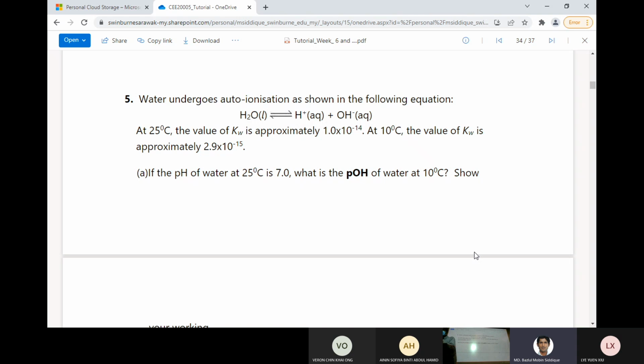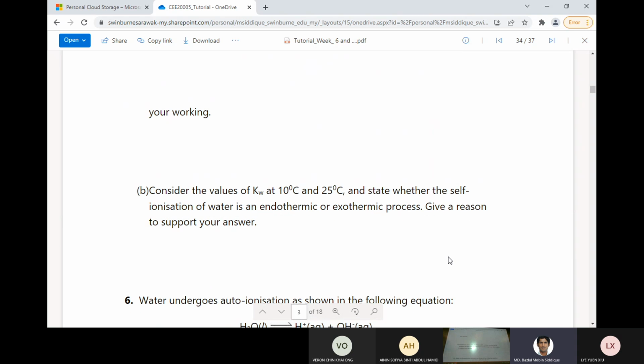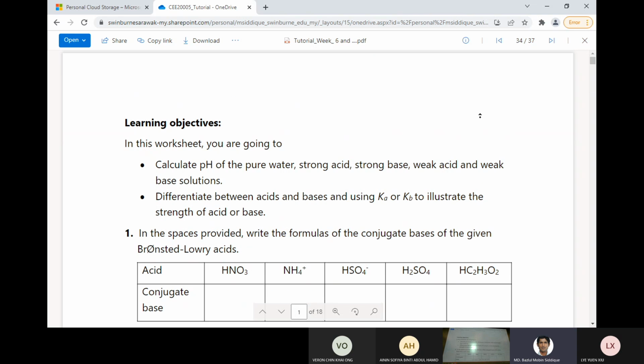Sometimes you will be given too much information that you don't need. So you also need to find out what information you actually need. This is also a kind of test. So here, the question is asking, show what? Show your working. That means you have to do the working.